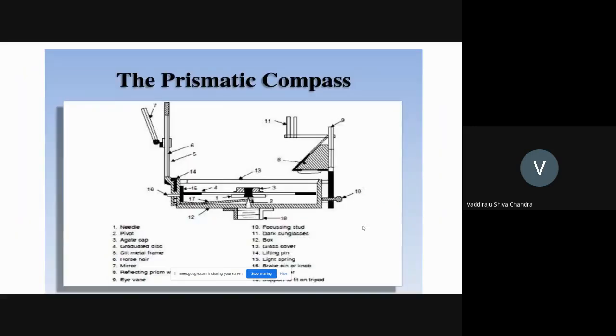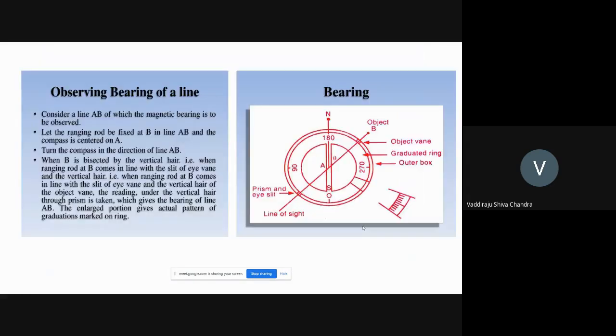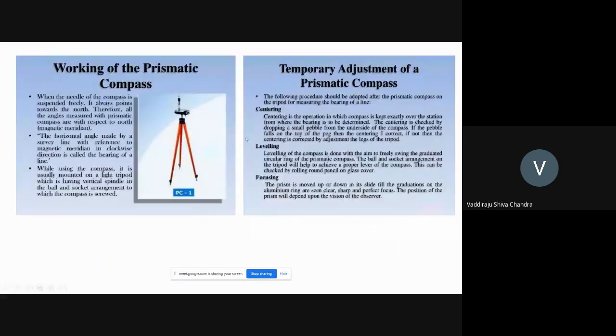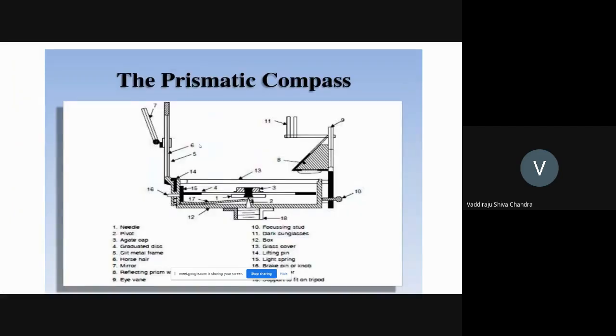So this is the basics of compass surveying and the prismatic compass. We also have a surveyor's compass. The first basic difference between a prismatic compass and a surveyor's compass is that for a prismatic compass, you need to have a tripod. For a surveyor's compass, you need not have a tripod. The remaining differences we'll see later.